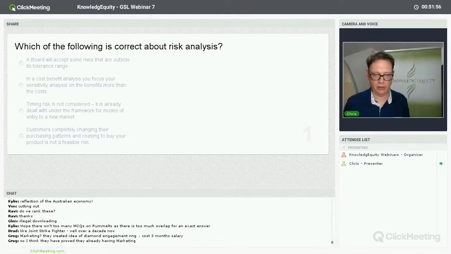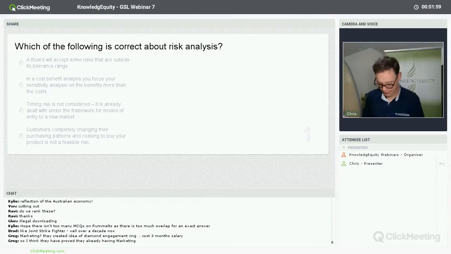Which of the following is correct about risk analysis? Select one of those four, please.